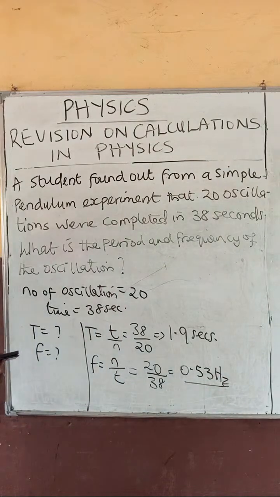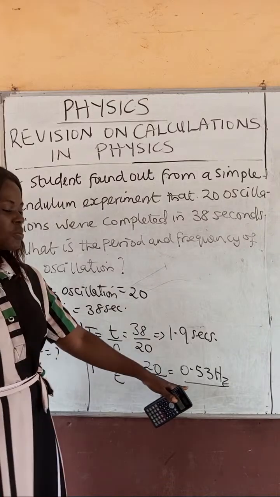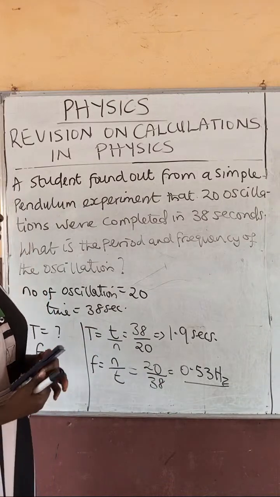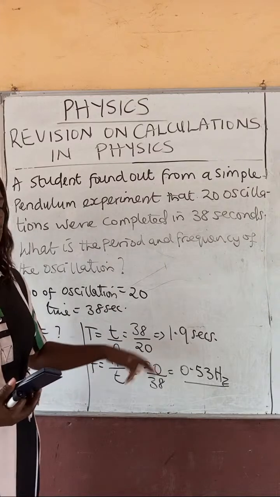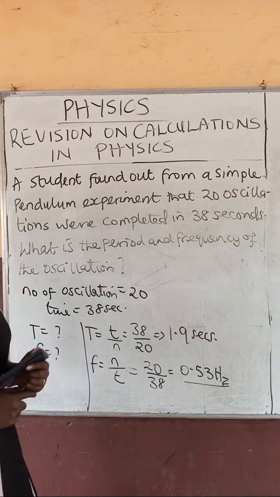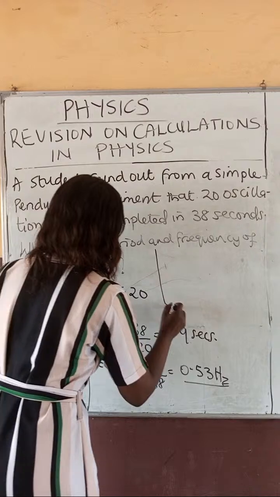All right, 0.53 Hz. Now I said that frequency and period are inversely proportional. As I've gotten my frequency to be 0.53 Hz, now I can still use the inverse of the period to get the same thing as frequency.